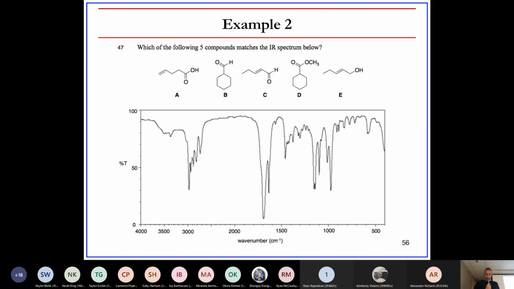Another example. Again, we're going to go to 3000. Vertical line. 1600, right? I think we said.